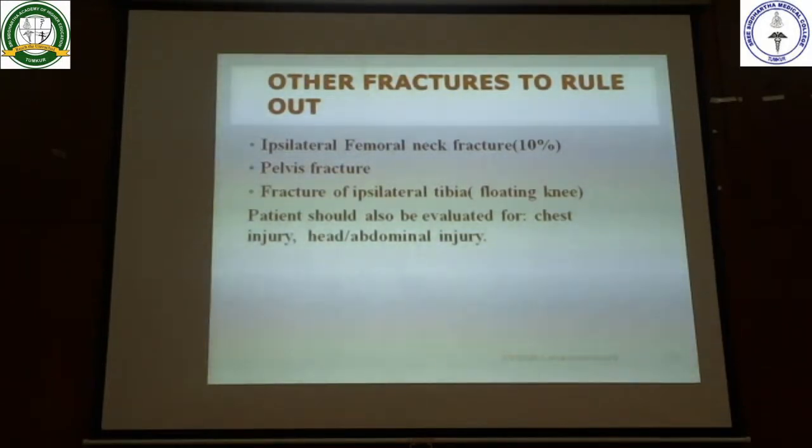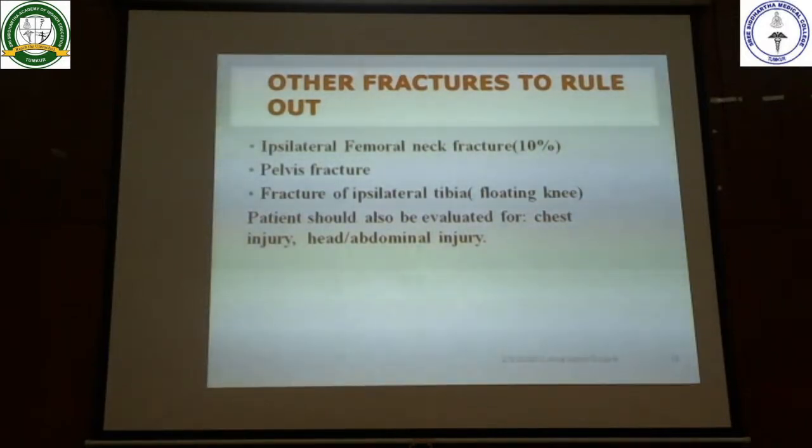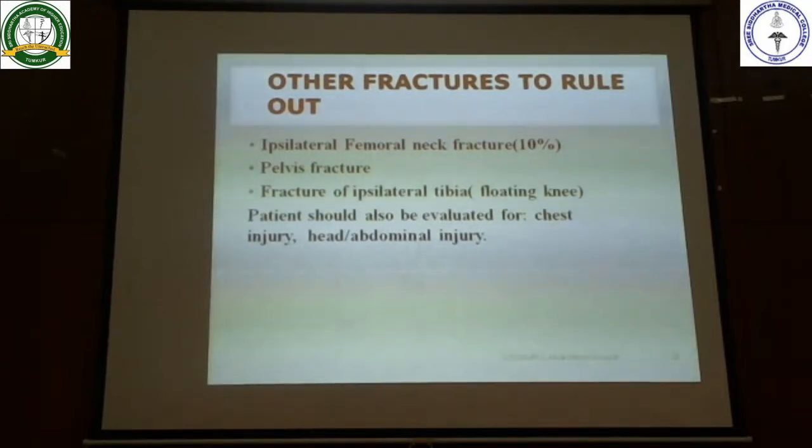Similarly, you can get a floating elbow also, like for example, if the humerus and radius both are fractured, then you can call it a floating elbow. So similar to that, there is something called a floating knee. So again, you need to rule that out whenever you get a case of fracture shaft of femur.